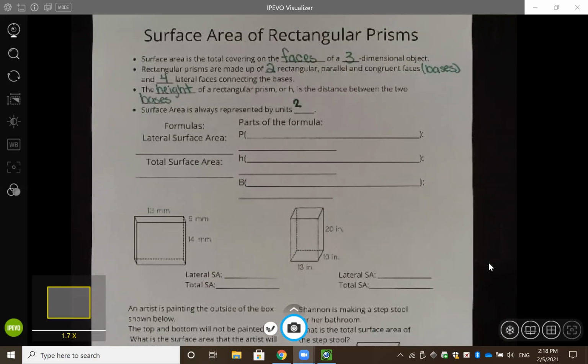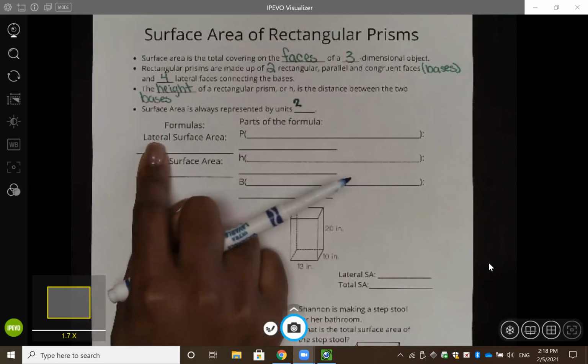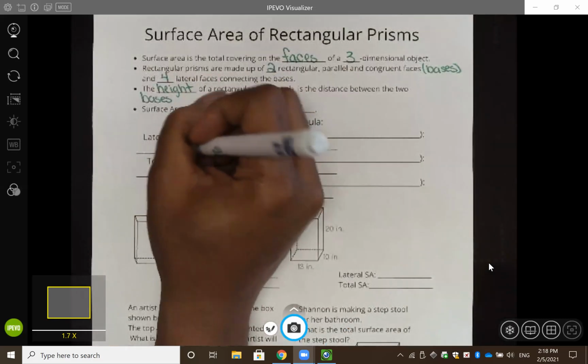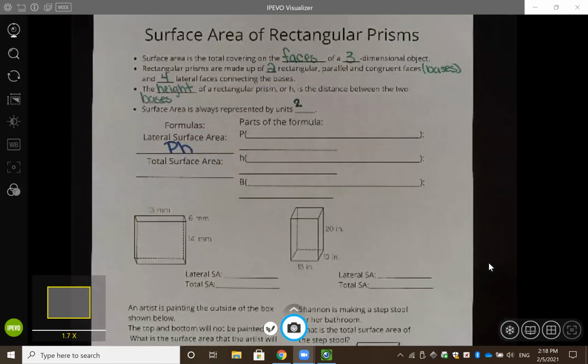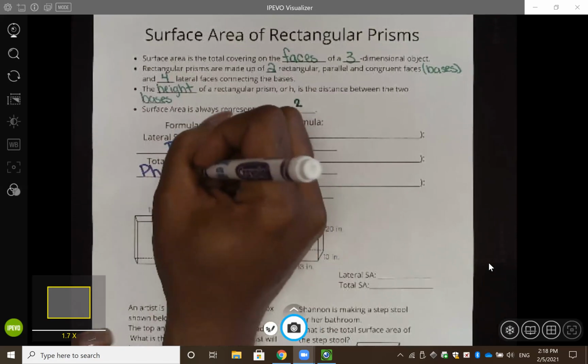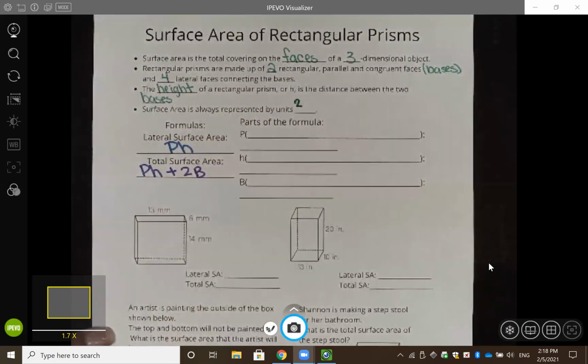There are two different formulas for surface area. You can find the lateral surface area, which is just the four sides, and you're going to do that by multiplying your perimeter by the height. And then for your total surface area, you're going to multiply the perimeter times the height plus 2 big B. So now let's identify the parts of the formula.